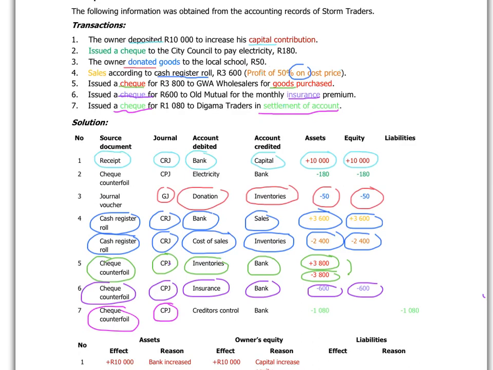My liabilities decrease now because I owe less money to the creditor, so liabilities decrease. And if I want to decrease liabilities, I decrease it on the debit side. So liabilities increase on the credit side and decrease on the debit side. And I take the money out of the bank, so I will credit the bank, and that will reduce the amount of money that I have in the bank, so my assets will decrease.